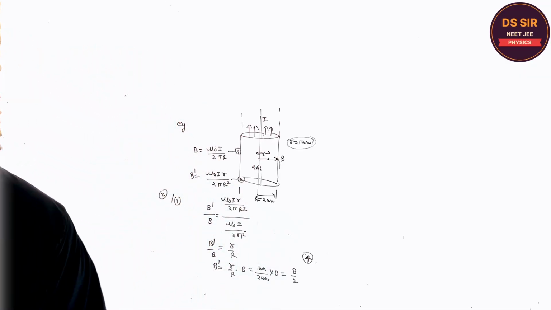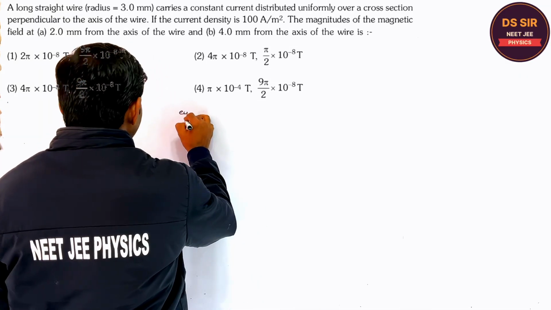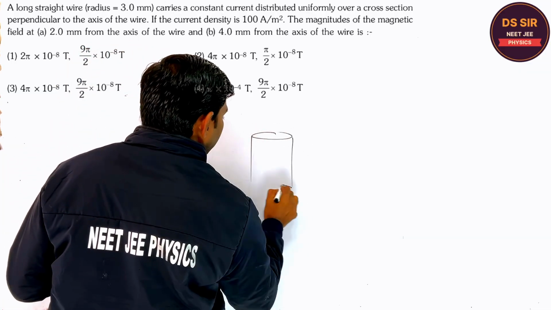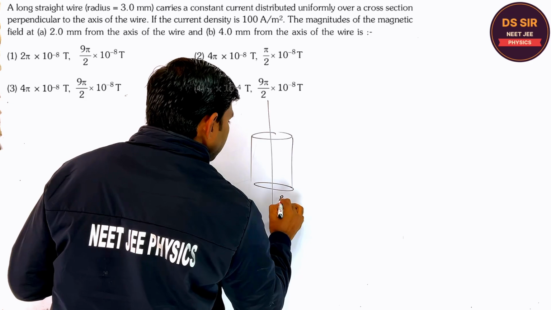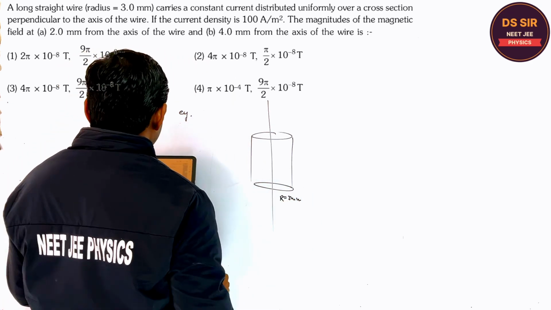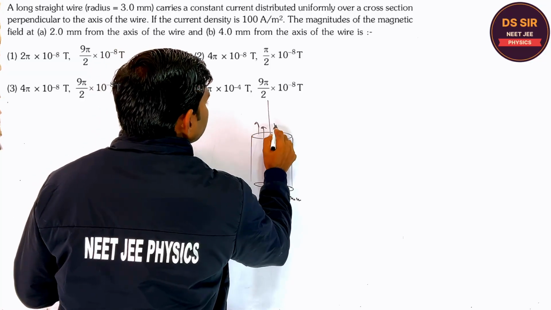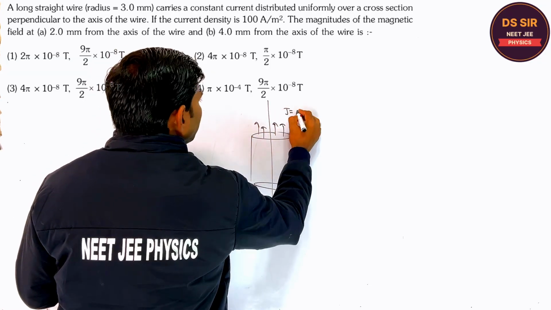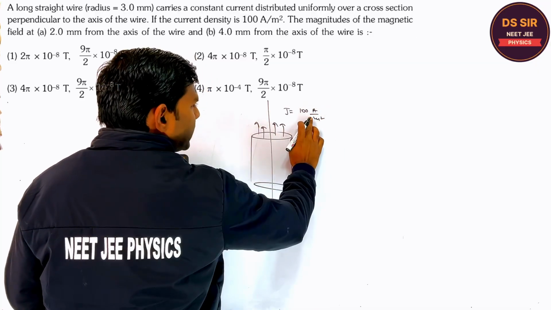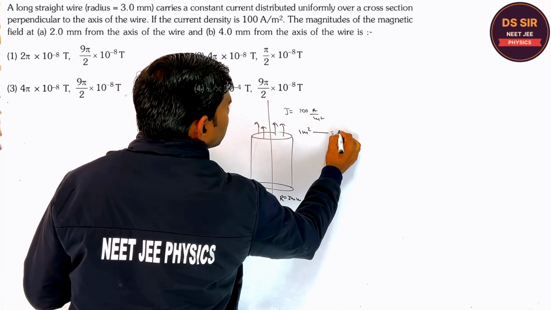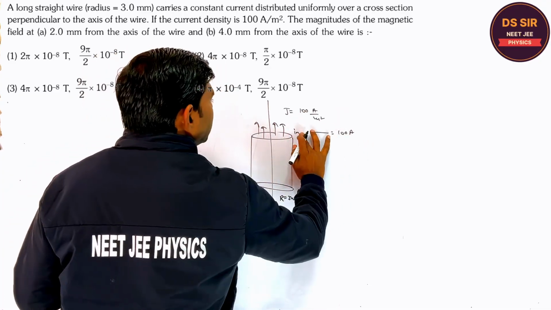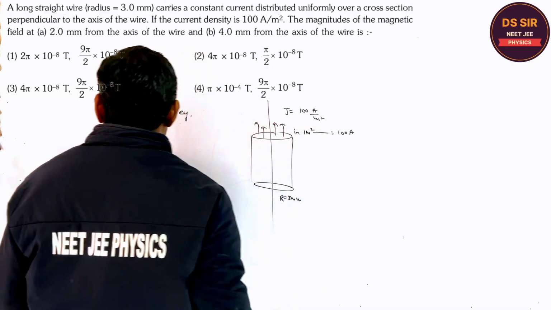Copy this. So read this question. In this illustration, a long straight wire, right? It is a solid wire, and the radius is 3 millimeter. This is 3 millimeter, and the current density is given. The current density is nothing but J in ampere per meter square, 100 ampere per meter square. That is in 1 meter square, what is the current? Say 100 ampere. In 1 meter square, the current is 100 ampere.